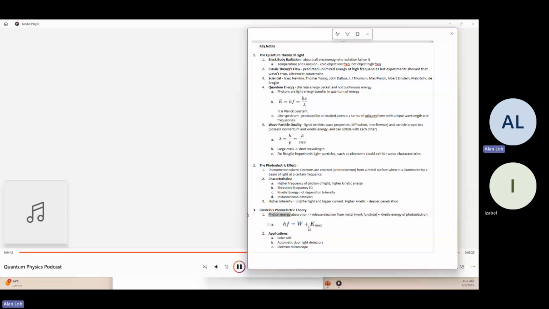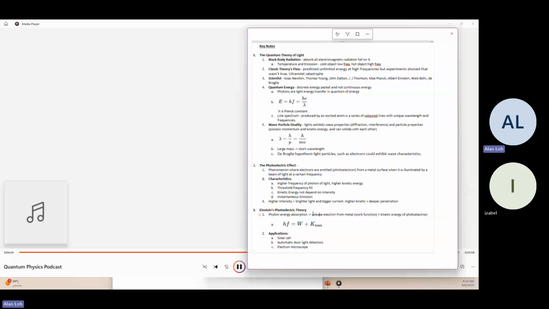See, a single photon hits the metal. If its energy, hf, is greater than the energy holding the electron in the metal, called the work function, then boom, the electron gets knocked out. So that explains the threshold frequency. The photon needs enough energy to pay the exit fee. Precisely. And any extra energy the photon has beyond that work function becomes the electron's kinetic energy, making it move faster. That's why frequency matters for electron energy, not intensity.